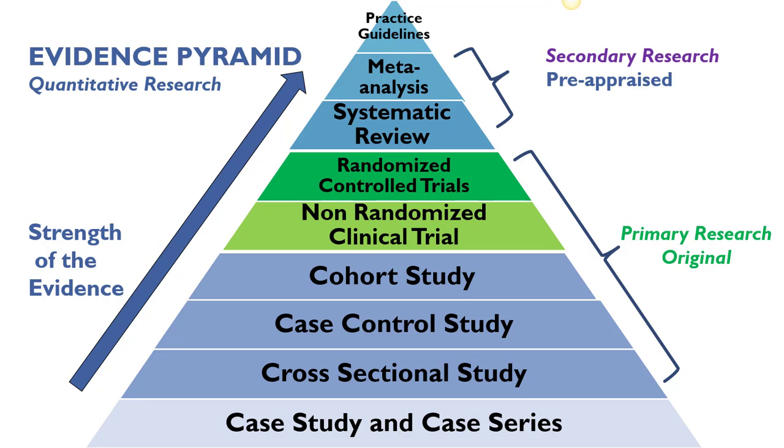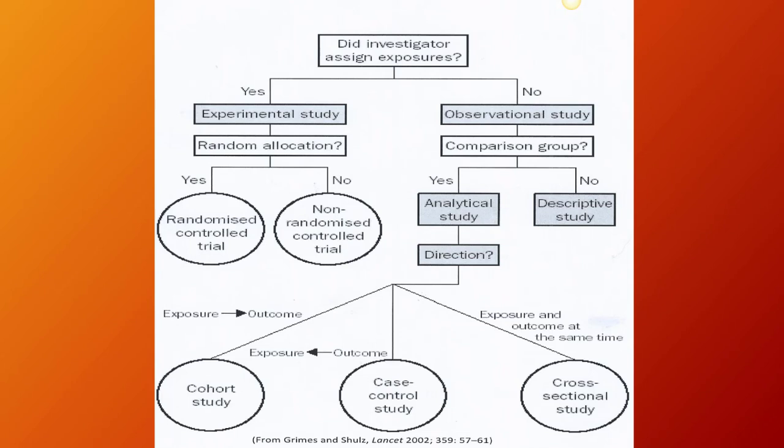Basically, the guidelines are issued based on the appraisal of the strongest evidence available on a given topic, whatever the level of evidence may be. These are issued by professional governing associations such as the American Cancer Society, the American Academy of Pediatrics, and such. Let's take a closer look at some of those quantitative primary studies.